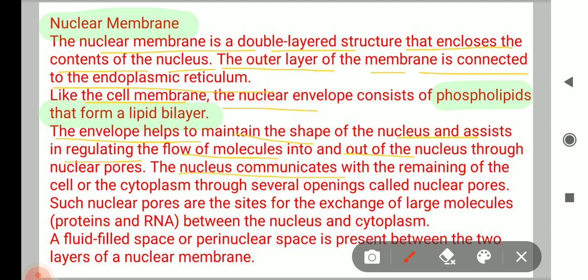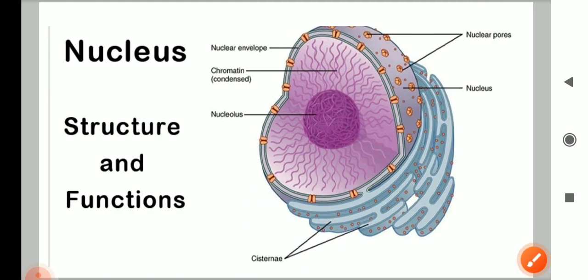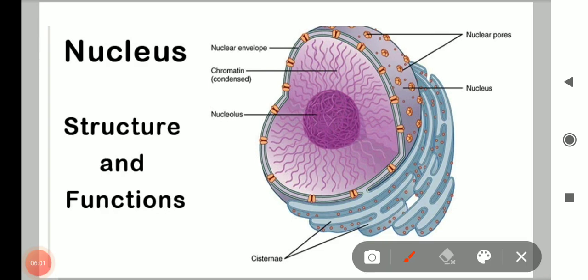The nucleus communicates with the remaining part of the cell, or cytoplasm, through openings called pores, or nuclear pores. Such nuclear pores are the site of exchange of large molecules like protein and RNA between the nucleus and cytoplasm. A fluid-filled space, or perinuclear space, is present between the two layers of the nuclear membrane. You can see the structure. These are the perinuclear spaces, and nuclear pores are present in the two layers of the nuclear envelope. You can see this flower-like structure is the nuclear pore, and it helps to regulate molecules in and out.